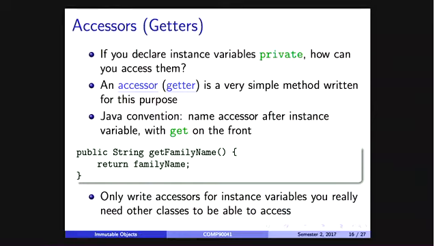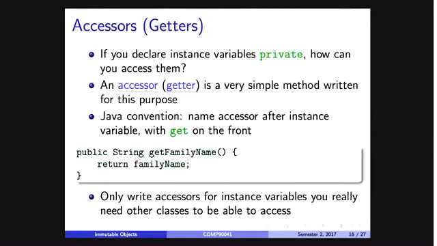An accessor is a method. There's really, in a way, nothing special about it. It's just a particular style of method, a particular use of a method, which is a method that takes no arguments and just returns some instance variable from a class.